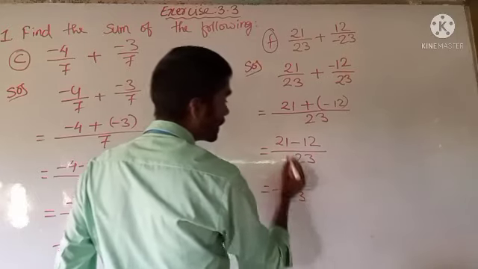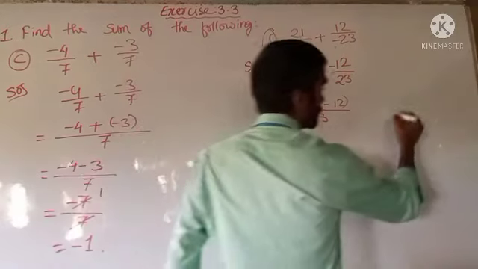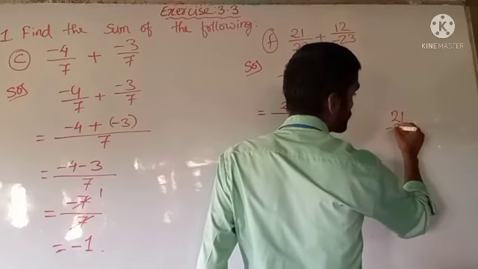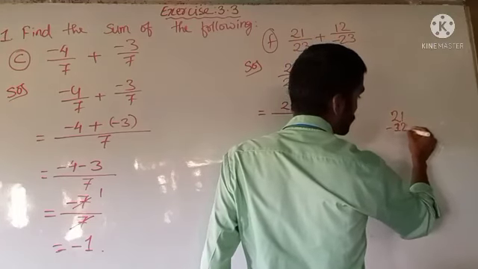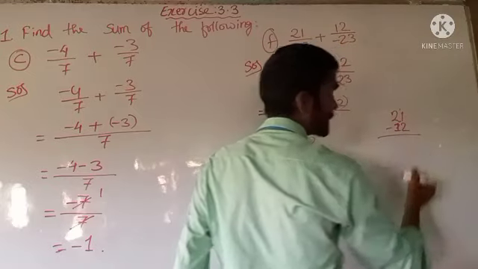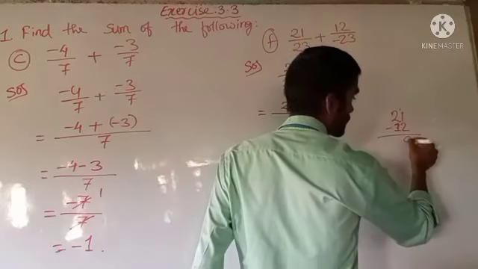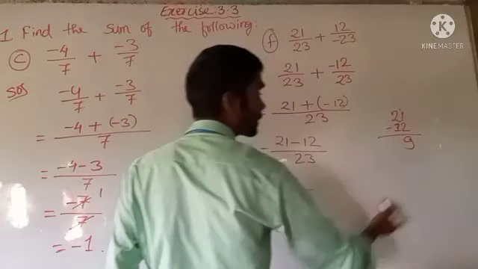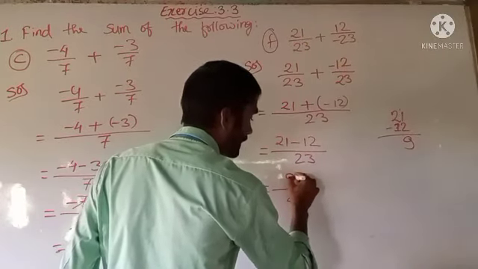Downside it is 23, 21 minus 12. So 21 minus 12. 1 minus 2 we cannot, we will take 1 from here. This is 11. 11 minus 2 it is 9. Here it is 1. 1 minus 1 is 0. So we got here 9.